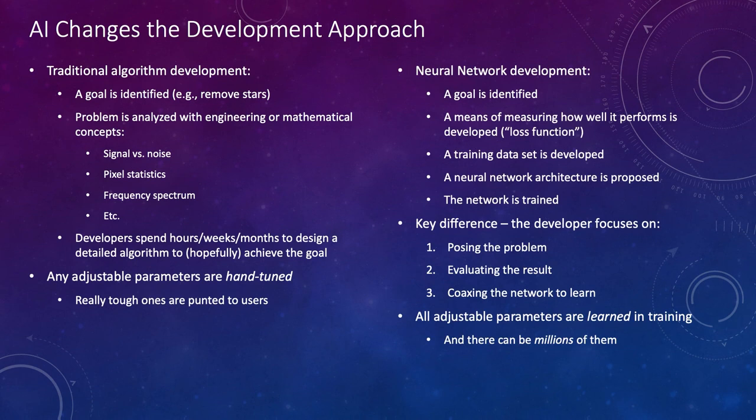In contrast, with neural network development, we still identify our goal, but then we come up with our loss function, our means of measuring how well it's achieving that goal. We spend a bunch of time developing our training data set. That's one of the most important parts. And we come up with some neural network, and sometimes the details of its structure don't matter too much. You just give it enough capacity to learn, and then you train it. As a developer, it's a little bit liberating because you get to focus on what you're trying to get this thing to do, and how you measure how well it's doing. Then I don't worry about the nuts and bolts. You keep your hands off the network and let it learn. So the developer focuses on posing the problem, evaluating the result, and then coaxing the network to train.